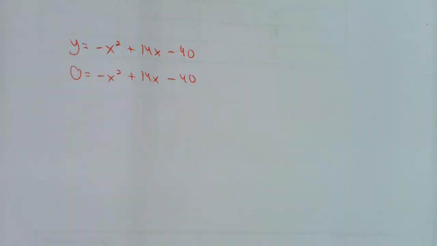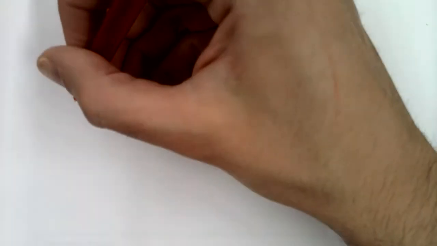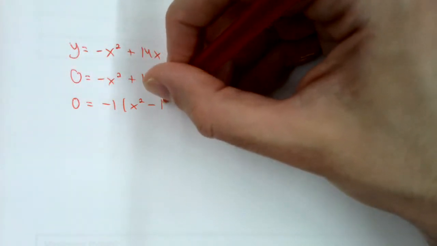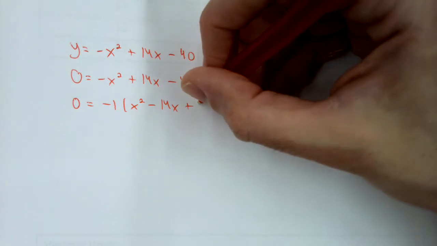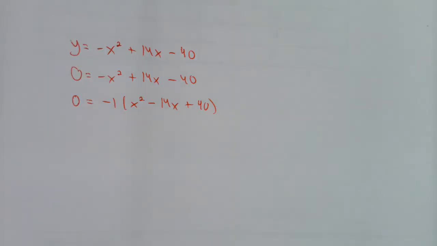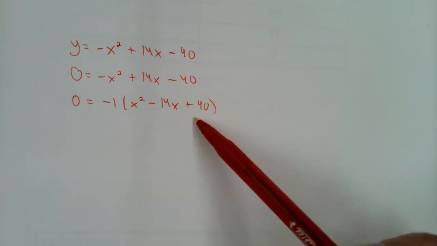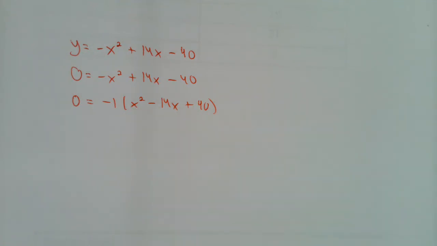Thank you. Okay, so I'm going to replace the y with 0 because the bird is on the ground and has a height of 0 at the beginning and at the end of its flight. Next, what I'm going to do is factor out a negative 1. It's going to leave me with x squared minus 14x plus 40. Now I'm going to factor this trinomial. Find two numbers that multiply to 40 and add to negative 14.